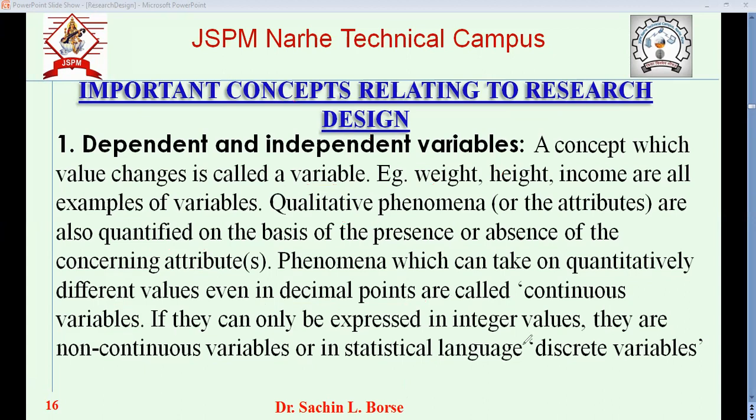So that is called continuous and non-continuous. Non-continuous is also called a discrete variable. So we saw examples of variables like weight of a person, height of a person, income of a person. It is a variable. Temperature, pressure, it is a variable.